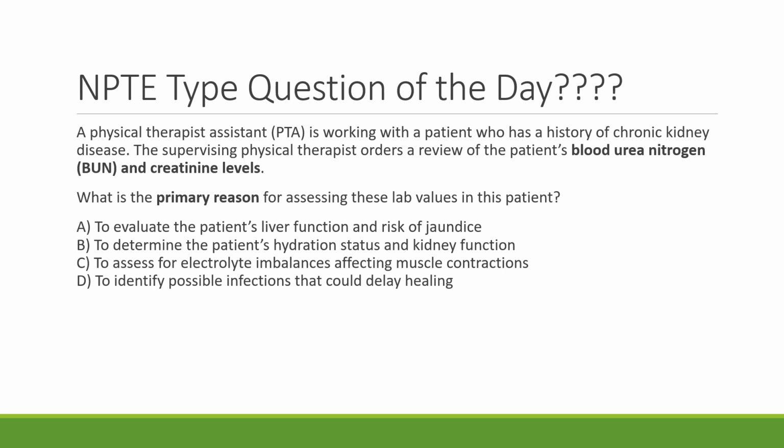Back to our question at the beginning, a PTA is working with a patient who has a history of chronic kidney disease. The supervising physical therapist orders a review of the patient's blood urea nitrogen and creatinine levels. What is the primary reason for assessing these lab values in this patient? The answer is B, to determine the patient's hydration status and kidney function.